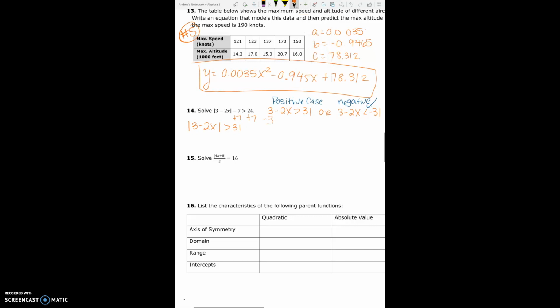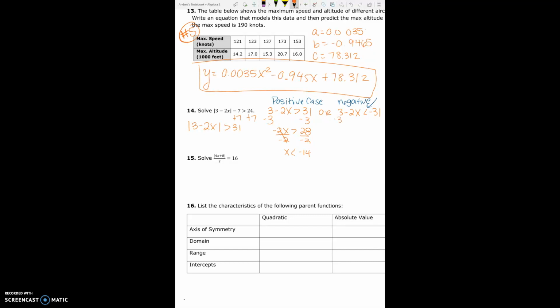So subtract 3. Negative 2x is greater than 28. Divide by negative 2. And whenever you divide by a negative on an inequality, you always flip the sign. So I'm going to switch it back to less than negative 14.